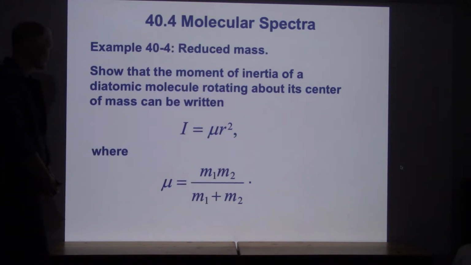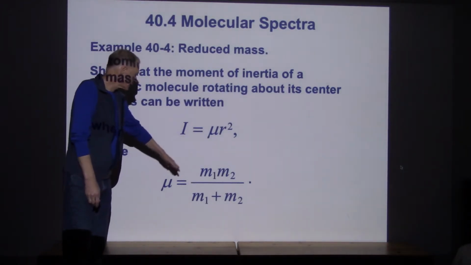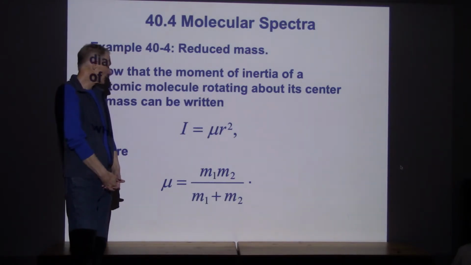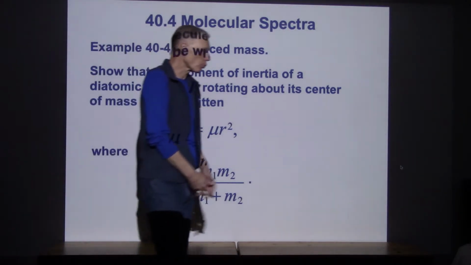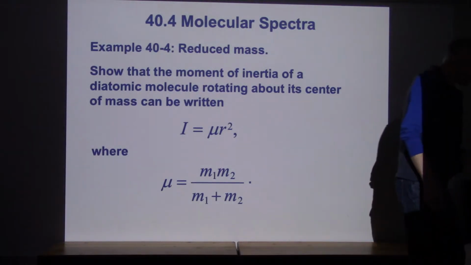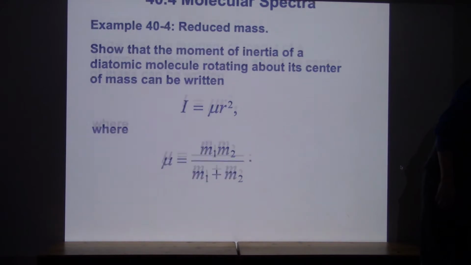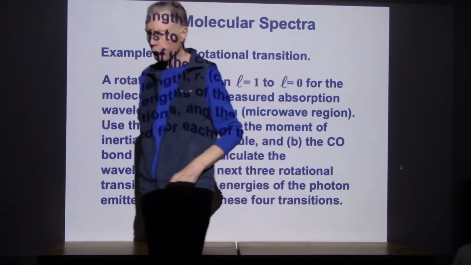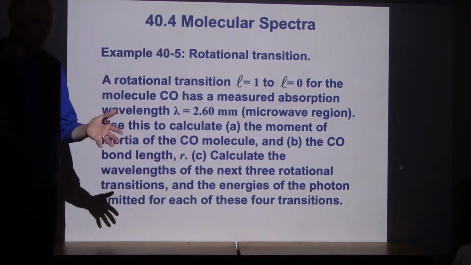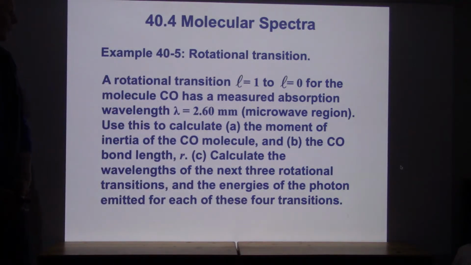So I can get something up online if you guys are interested in the derivations on that. All right, that's how the reduced mass works. We need the bond length and to get the rotational inertia from that. So here's our example. Let's go in and do some numbers for rotational energies.